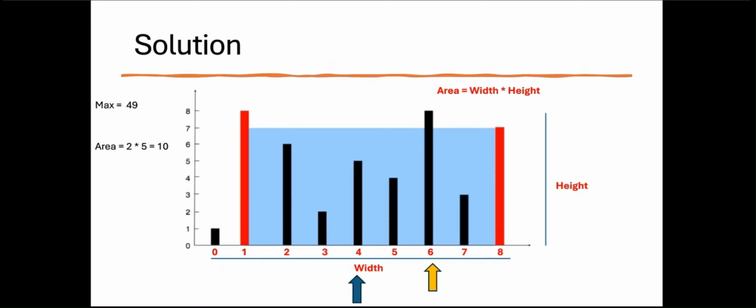Check the area, which is 6 minus 4 is 2, into the small line is of height 5. 2 into 5 is 10, which is less than 49. Continue. Here the area is 6 minus 5, 1 is the width, into 4 is the small line. So 4, which is less than the maximum we have observed till now, which is 49.